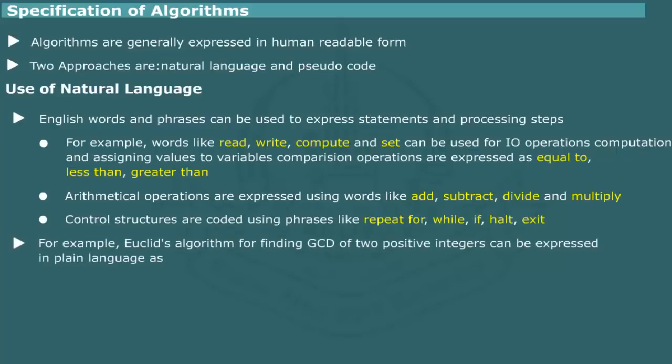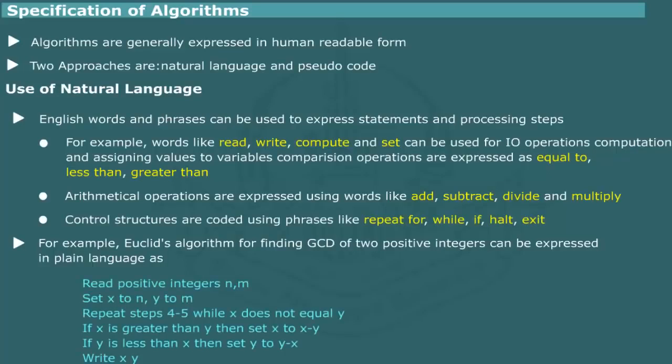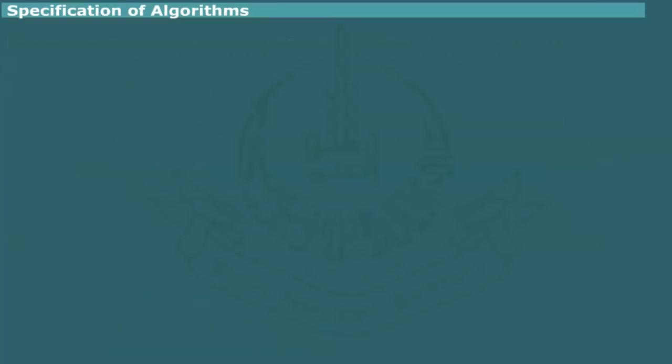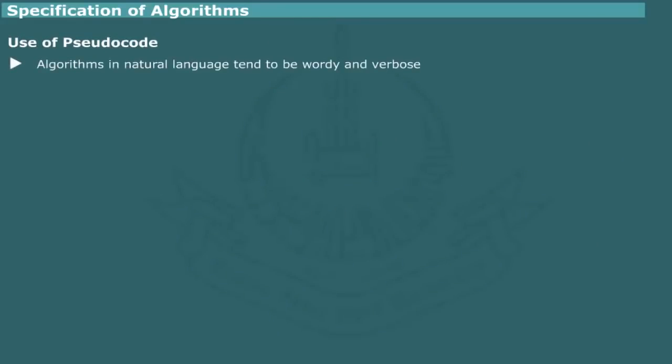For example, Euclid's algorithm for finding the common divisor of two positive integers can be expressed in natural language as shown. The algorithm is based on the observation that a common divisor of two integers is also a common divisor of their difference. Use of pseudocode. The description of an algorithm in natural language tends to be wordy and verbose.